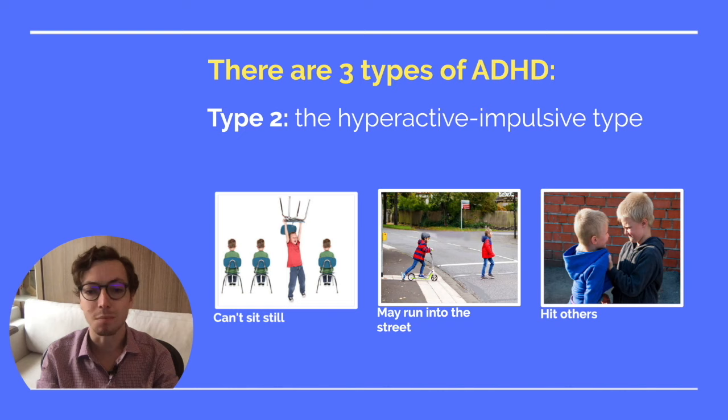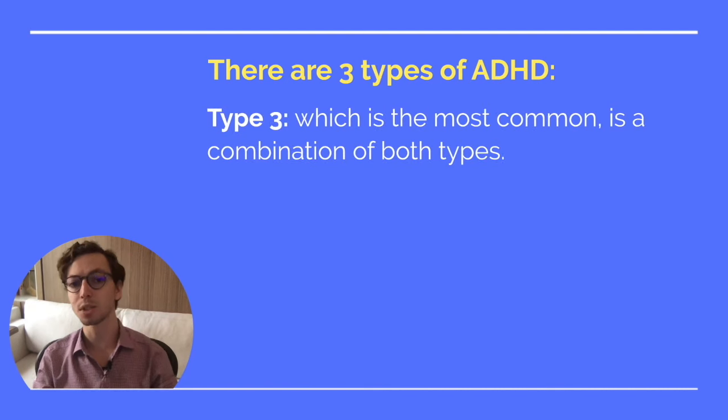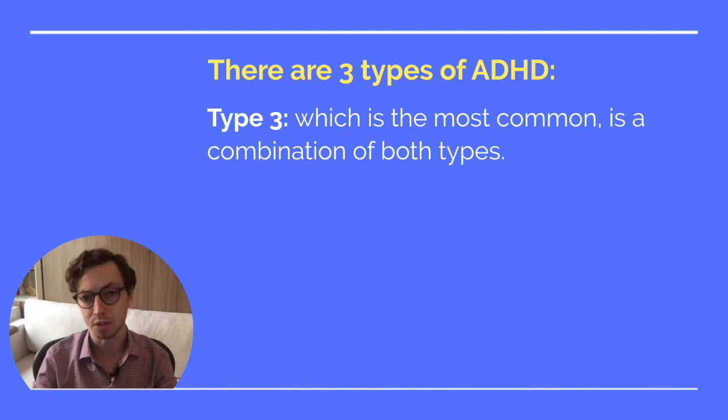Their impulsivity may make it difficult for them to wait for things they want or take their turn in games. They may grab a toy from another child or hit others when they are upset. They often have difficulty making and keeping friends. However, children with type 2 ADHD may be hyperactive and impulsive, but may also be able to pay attention for the most part. Type 3, which is the most common, is a combination of both types.